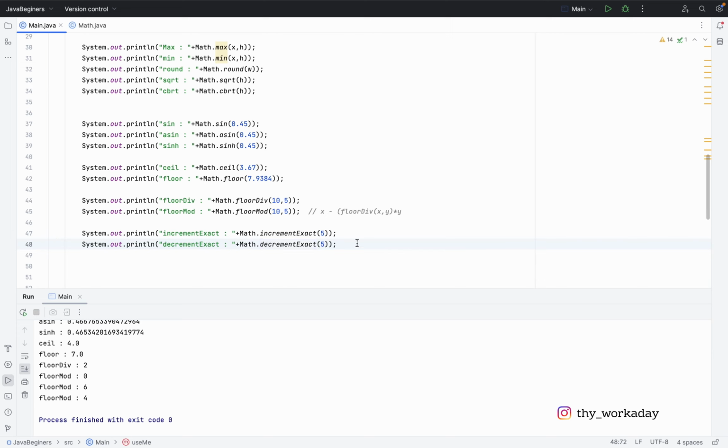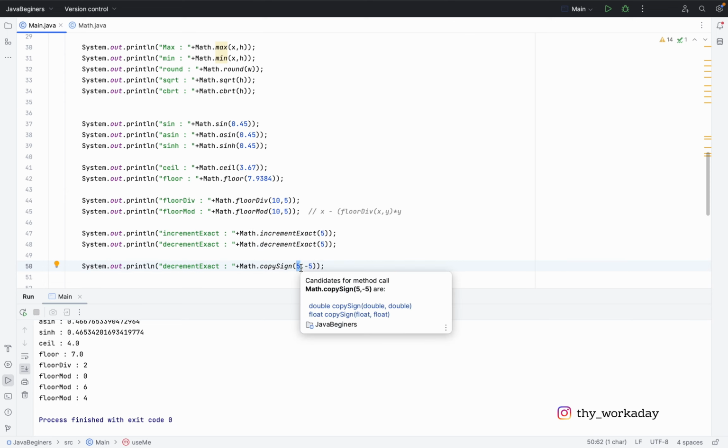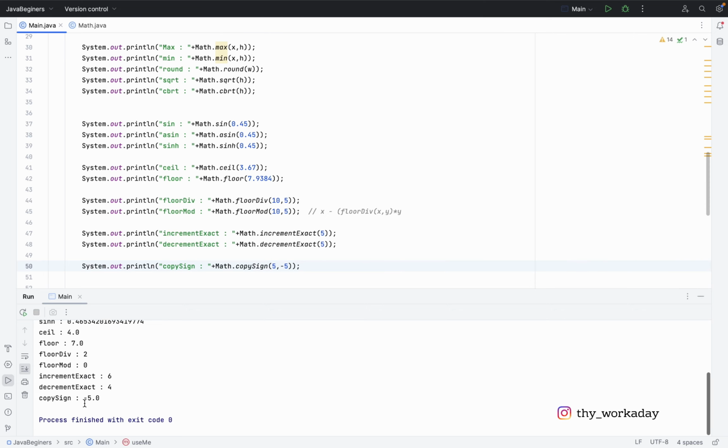Copy sign is the coolest function, you have to use that. We have to give 2 parameters. It will give you the exact same value of your first parameter, and with that first parameter it will add the sign of the second parameter. So 5 and minus 5. Copy sign will copy the sign of the second parameter and transfer it to the first parameter. So let's see, 0.5.